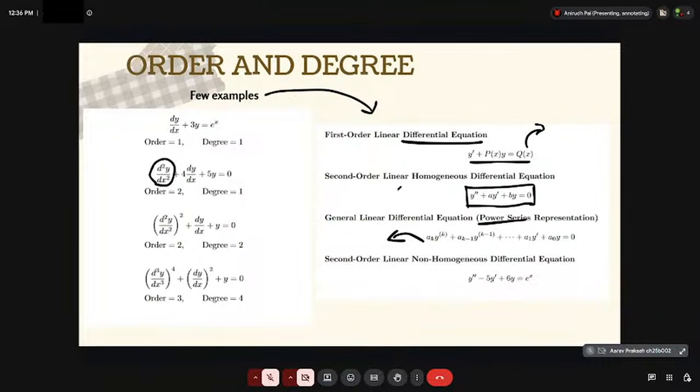And finally, continuing from here, the second order linear non-homogeneous equation. Why is this non-homogeneous? That's because of this term over here, which is not related to y. And hence, it acts like a constant term. You can think of it that way. So that's why it's a non-homogeneous linear differential equation.